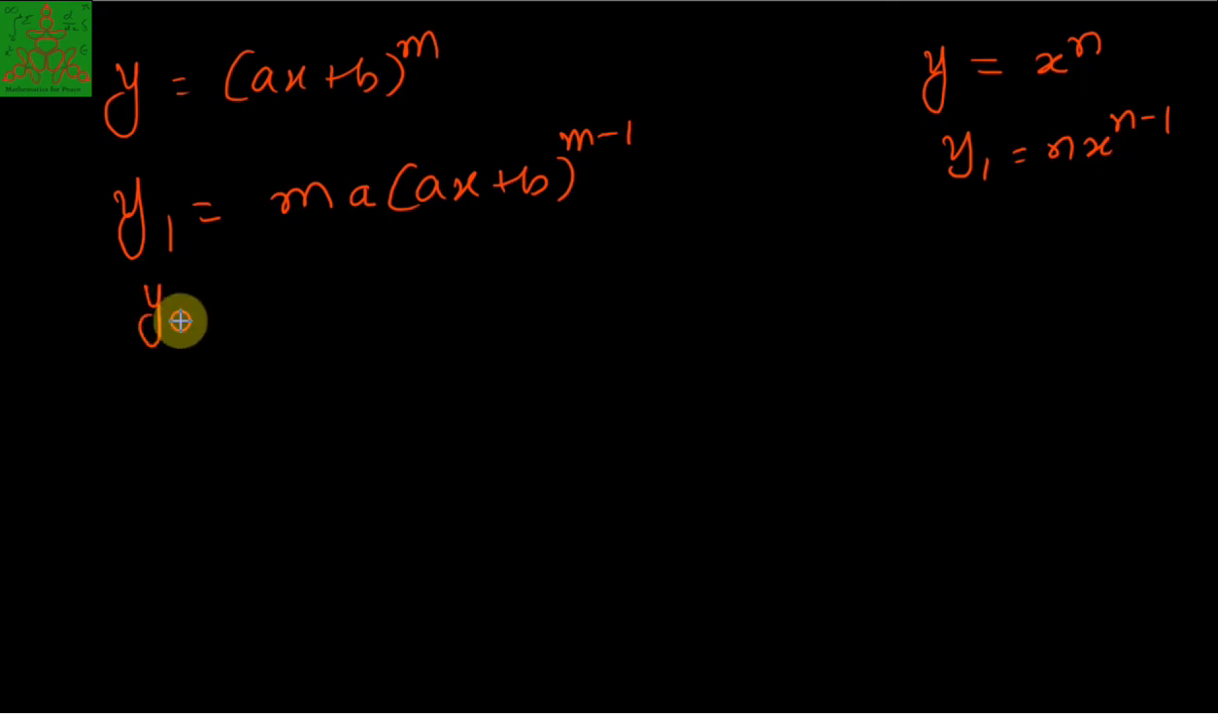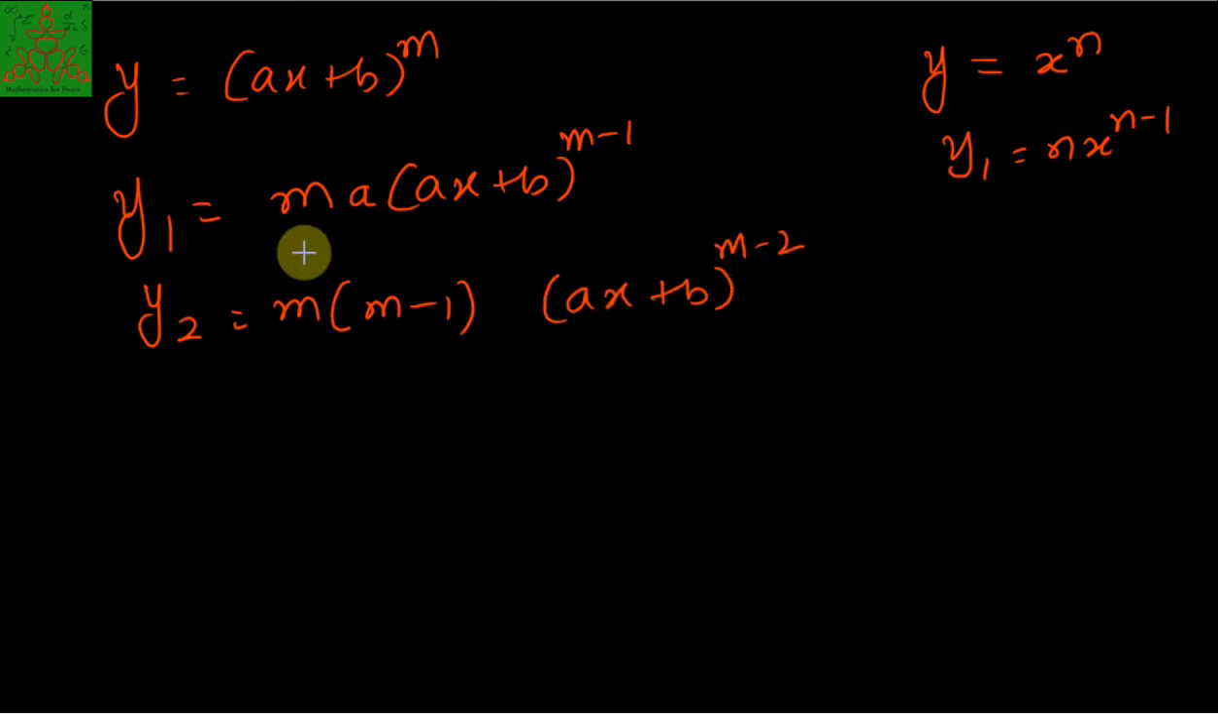If you take the second derivative, then you will have m into m minus 1, ax plus b power m minus 2. And if you take the derivative of ax plus b again, then we will have a square. If we go further, we need to find what the formula for yn, the nth derivative, should be.